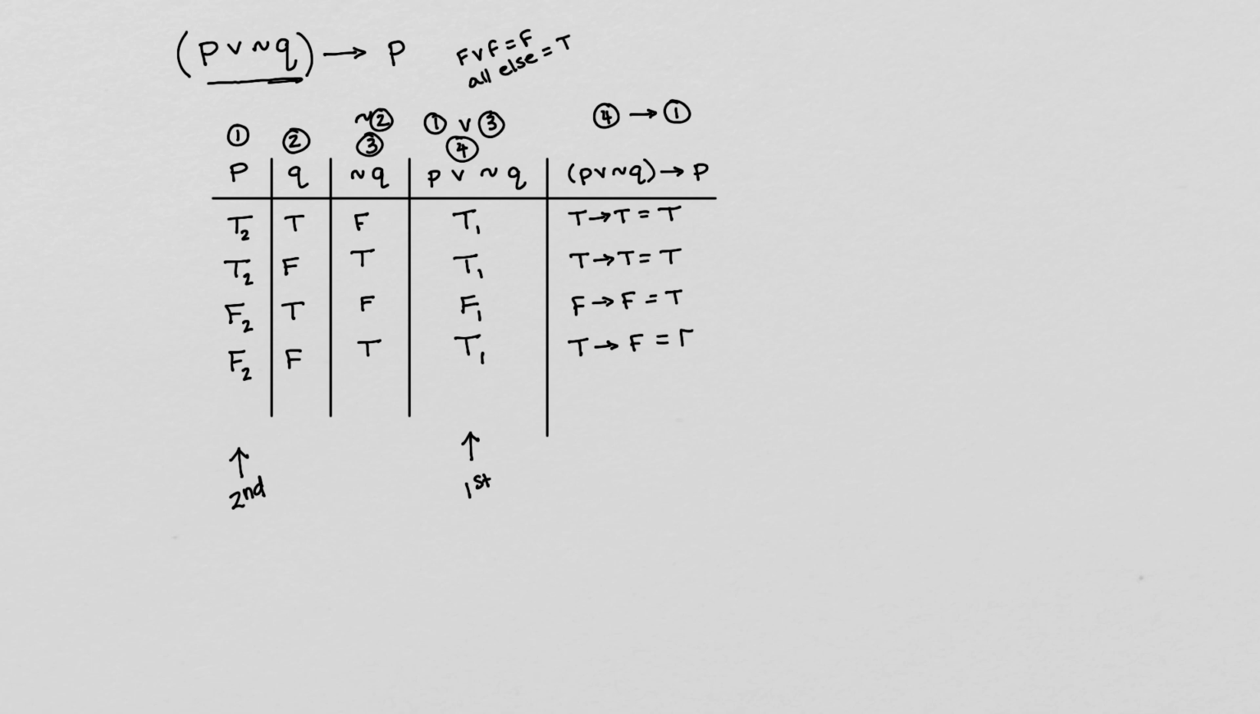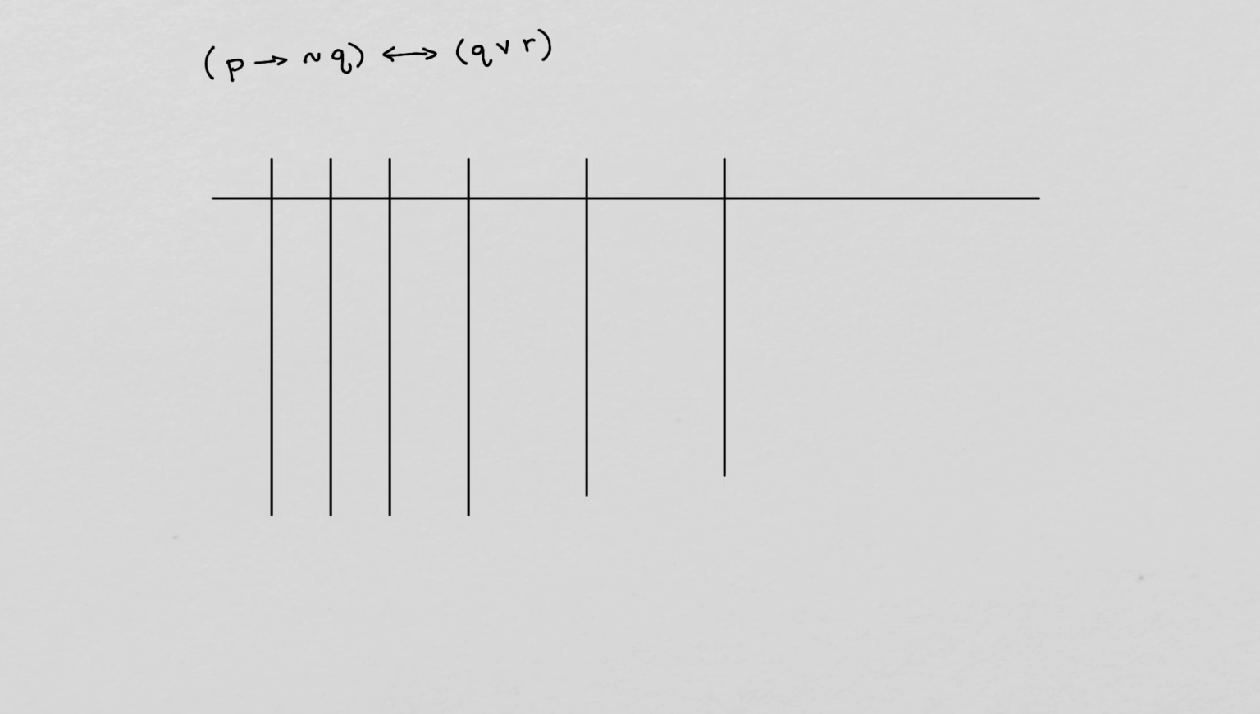And that would be false, because we know if true, then false is false, all else is true. And so our final result is true, true, true, false for this problem. And now let's take a look at an expression involving biconditional.